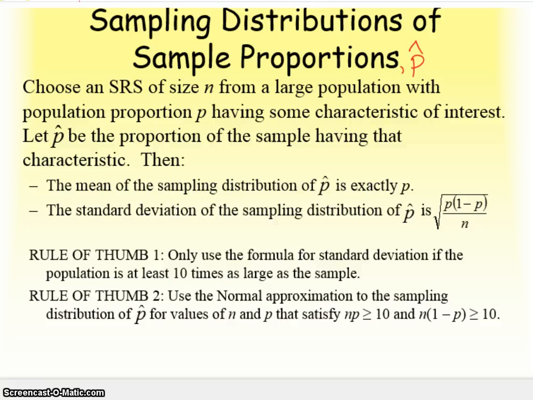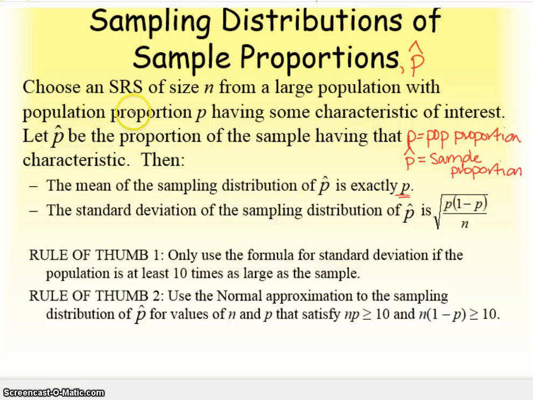Okay, so the mean of that graph will be exactly P, which is your population proportion. So if you want to make a note to refresh yourself, P is the population proportion, and P hat is the sample proportion. So again, the sampling distribution is a whole bunch of P hats put together.